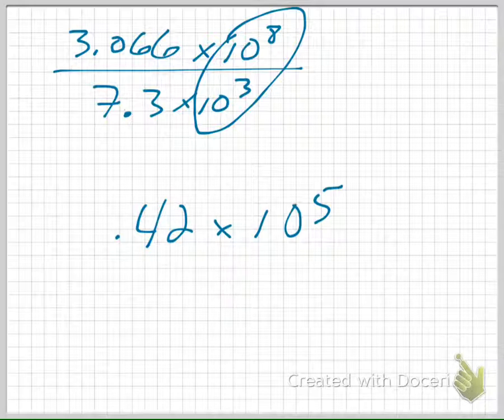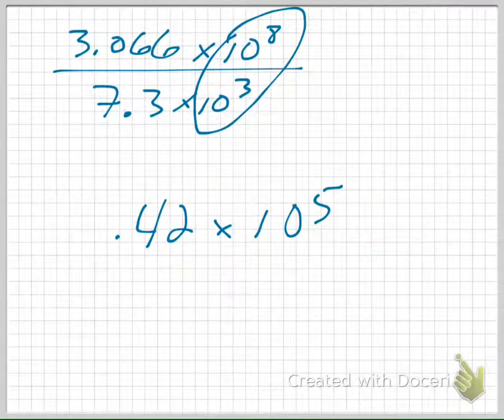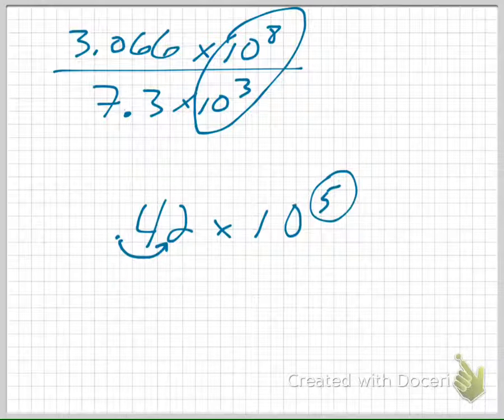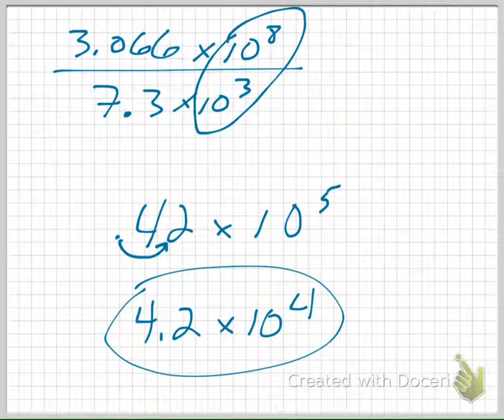Oh. Is that the right answer? Yes. Is it written in scientific notation? No. How do I get it to be scientific notation? I have to move the decimal to the right one. So I'm going to move the decimal here to the right one. Since I moved that to the right one, I need to move this to the left one. So then it would be 4.2 times 10 to the 4th. Does that make sense?